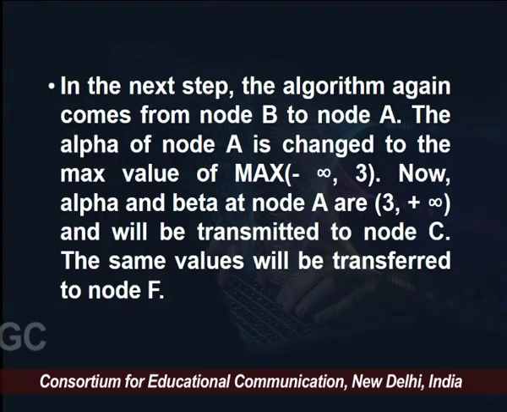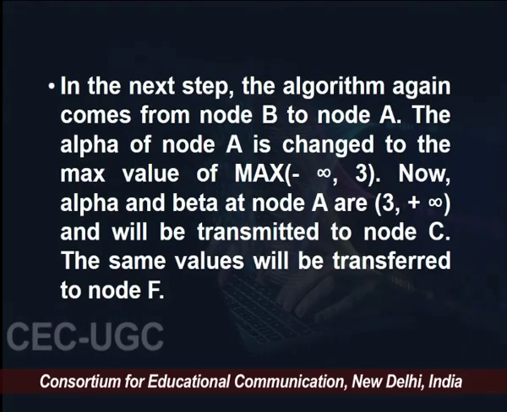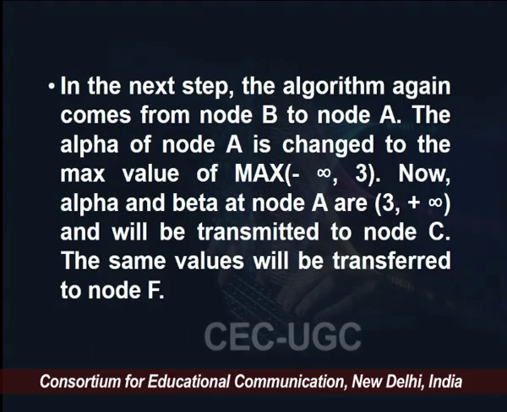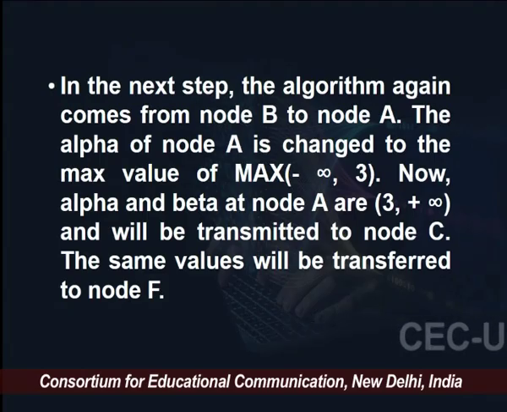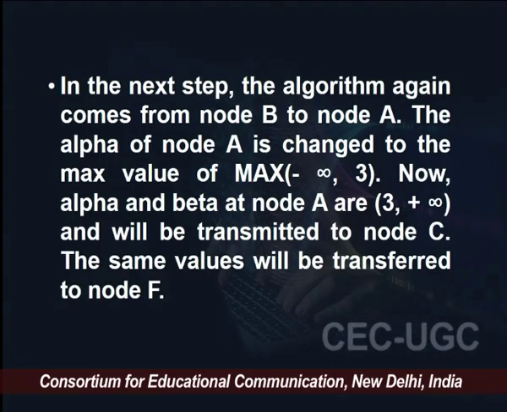Now, in the next step the algorithm again comes from node B to node A, which is the topmost node. The alpha of node A, that is the max ply, if you recall, is changed to the max value of minus infinity and 3, which is again 3. So, now the alpha and beta at node A are 3 and plus infinity, and this will be transmitted to the node C, which is on the right hand side, or we can say the right child of the node A, and the same values will be transferred to the node F.